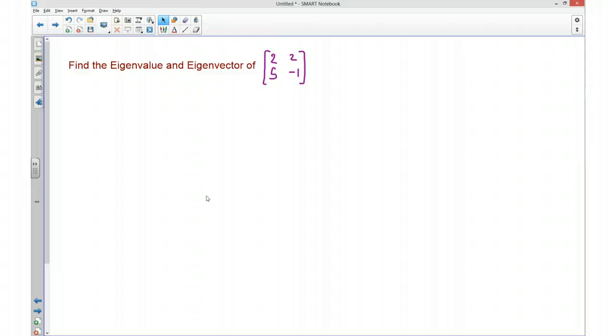Okay, so we're going to try and find the eigenvalue and eigenvector of this transformation matrix here, [[2, 5], [2, -1]]. So we'll go over to Autograph, and we'll apply this transformation matrix to a vector, and then we'll see if we can find where the invariant lines are, and what the stretch factors are using that.